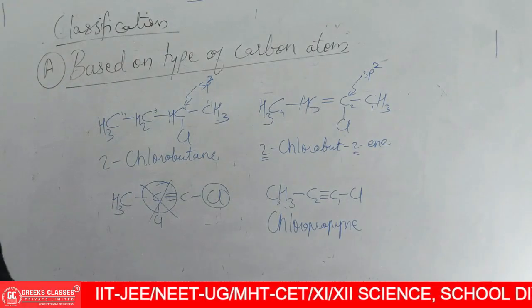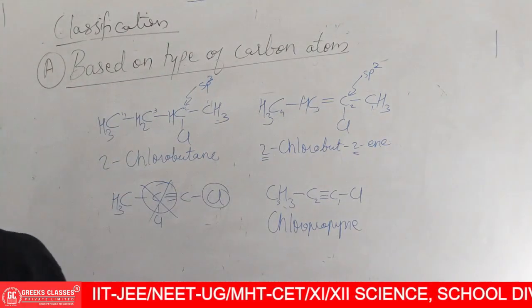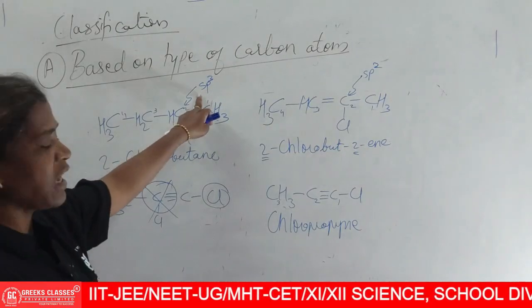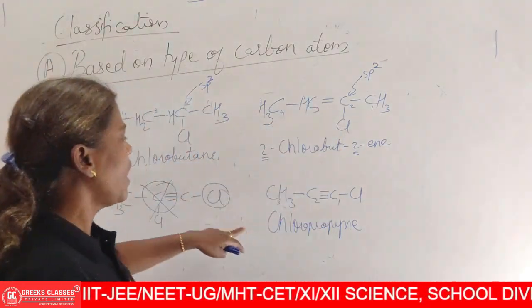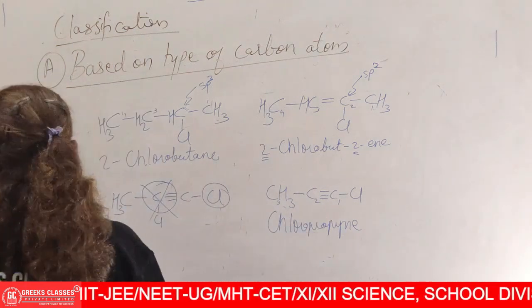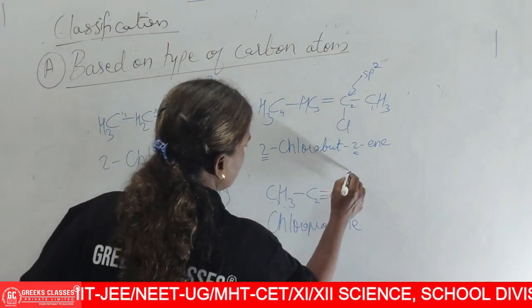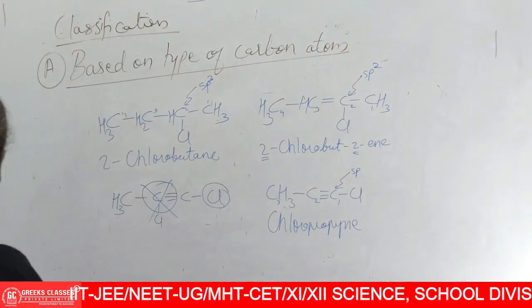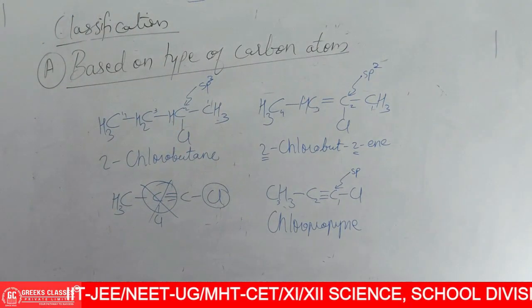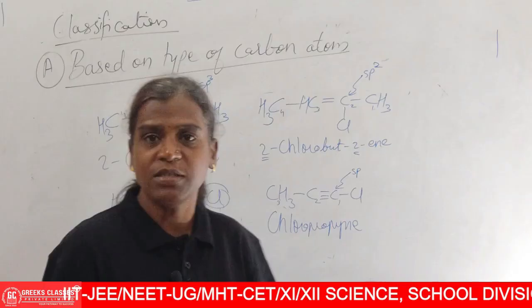Now the next one, this is based on the type of carbon. So here sp3 carbon having chloro group, sp2 carbon having chloro group, and sp carbon. So over here it is triple bonded. So this carbon is actually sp hybridized. Okay. Well, I hope it is clear. Any doubt, please?